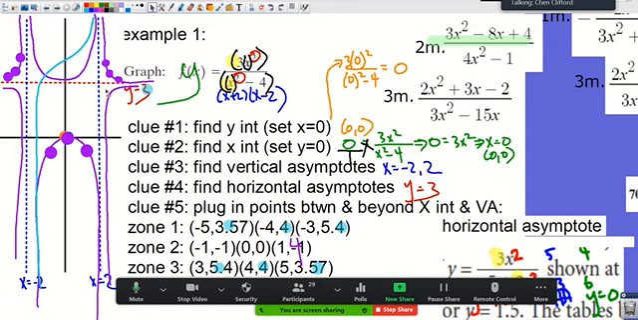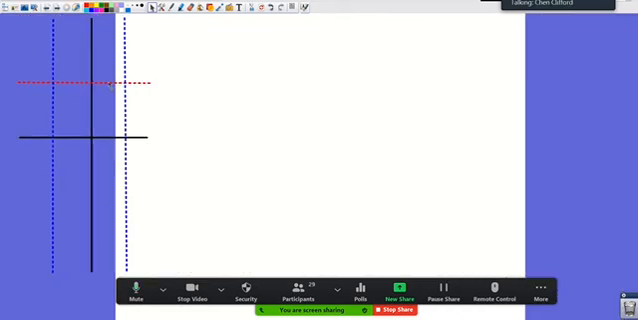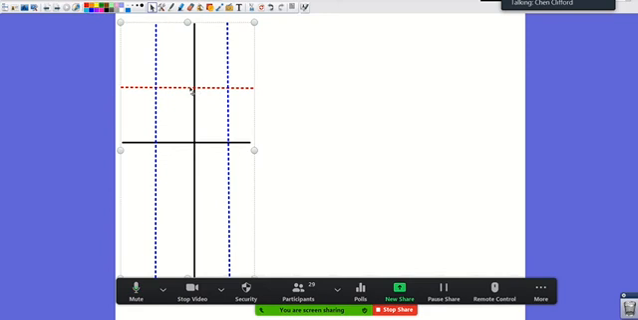Now, just so there's not too much confusion here, let me go ahead and see if I can group this. Okay, perfect. In black, I have the x-axis and the y-axis. In blue, I have the vertical asymptotes, and in red, I have the horizontal asymptotes.